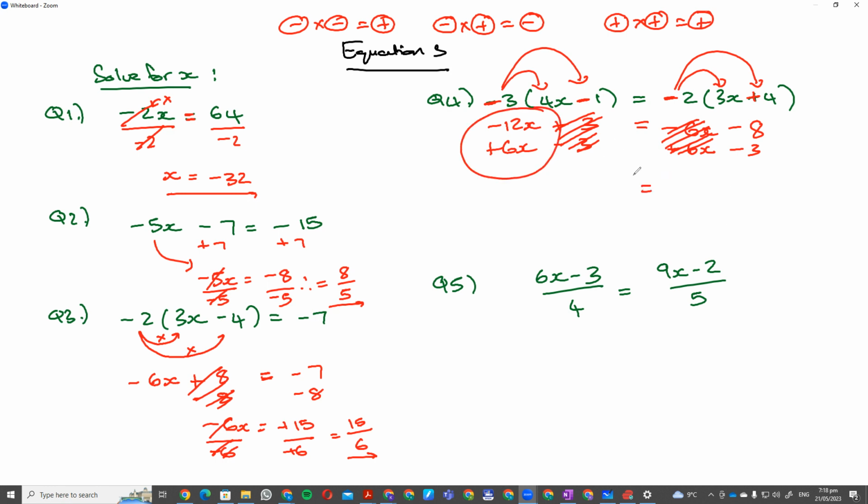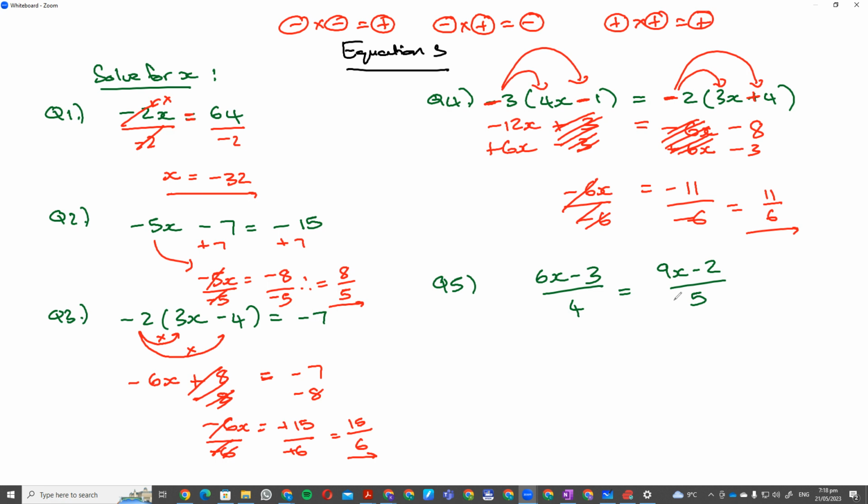Now negative 12 plus 6 is negative 6x. And negative 8 minus 3 is negative 11. So now I'm back to square one. Divide both sides by negative 6, and so x equals 11 over 6. Done.